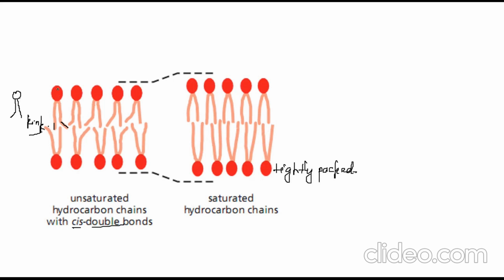The cis double bond introduces a kink in the structure, and this is a saturated one, which is tightly packed. The saturated one has less fluidity, and the left one, which is unsaturated, is loosely packed, as you can see, and has more fluidity.